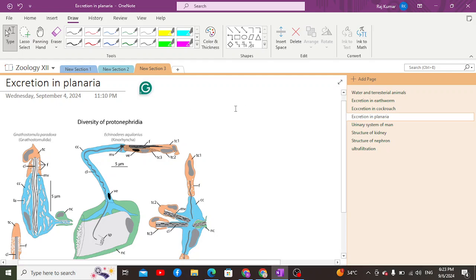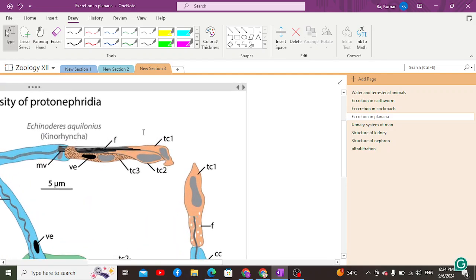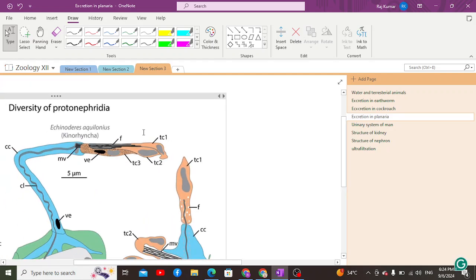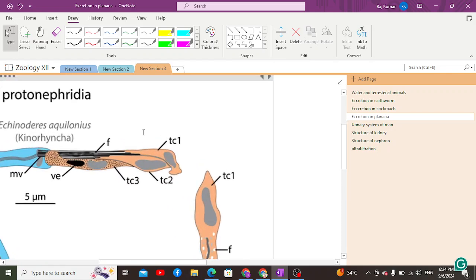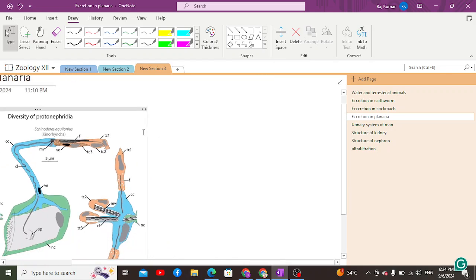Proto means first, nephridia refers to the excretory organ. So protonephridia is a primitive form of the nephridia, a primitive form of the excretory system, which was first evolved in the planaria. So the excretory system was first evolved in the platyhelminths.